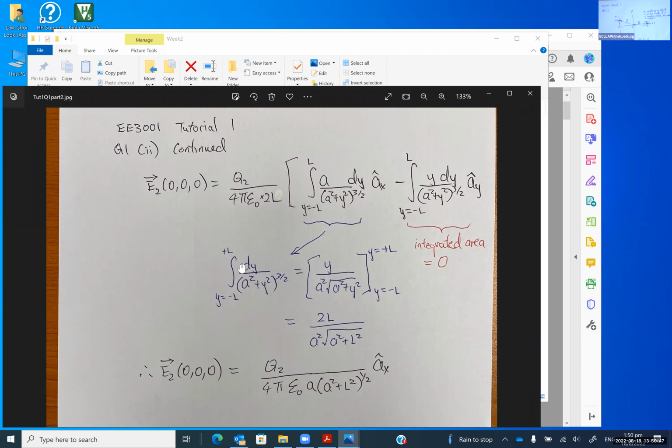But in this case, in the tutorial, you're given the answer, right? The answer of that integral is this. So just use it and then substitute your y varying from minus L to plus L.